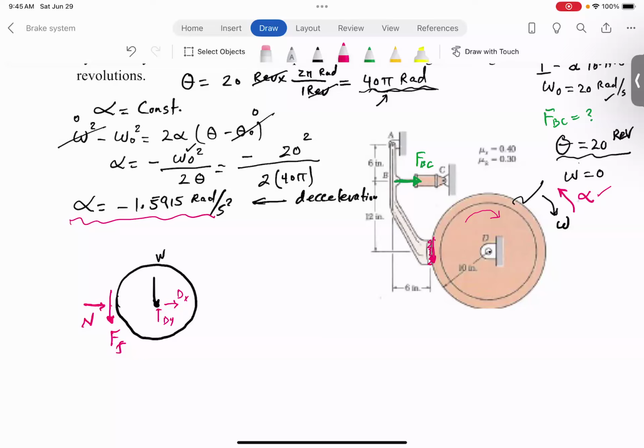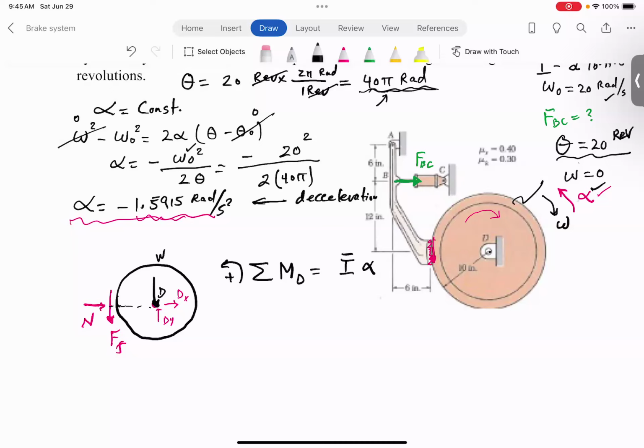All right, so remember now, alpha magnitude is 1.5915 radians per second squared, but the direction obviously is counterclockwise. So you see, if you take moment about D, and the major equation for kinetics is what? The moment equation. Moment about D should be equal to I, the centroidal mass moment of inertia, times alpha. So if you take the direction of rotation as positive, which is this direction, right? You see how the only force that has moment about D is just the friction force. N passes through that, and all these forces are acting at D, right?